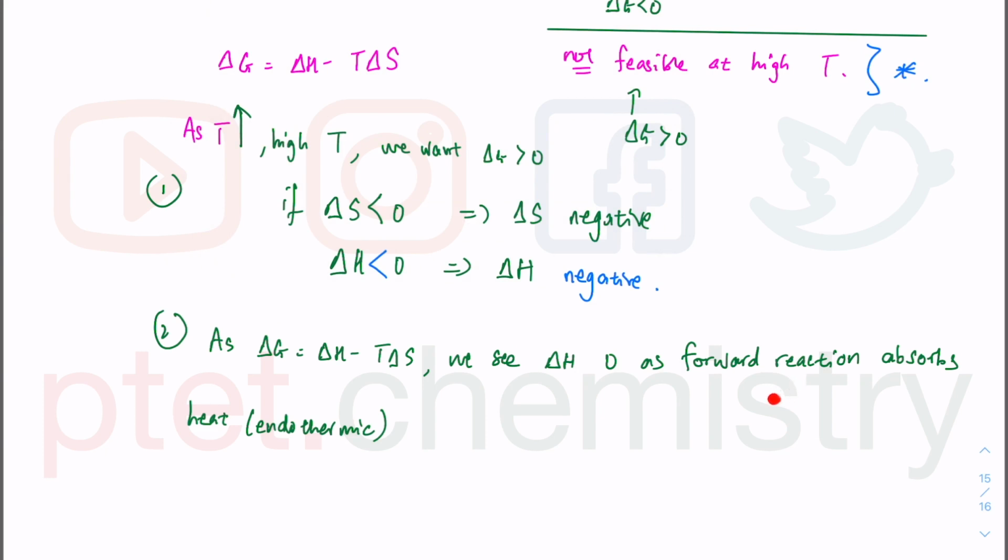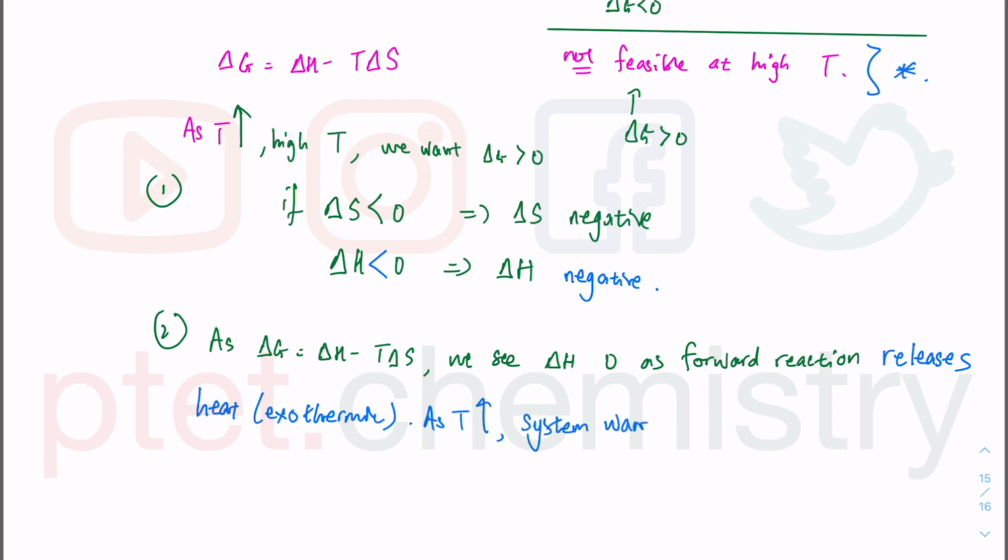Meaning to say, if your forward reaction absorbs heat, it will become more feasible at higher temperature. So this forward reaction actually releases heat. If you release heat in the forward reaction, you are exothermic. And when you release heat, as temperature increases, the system wants to release less heat.